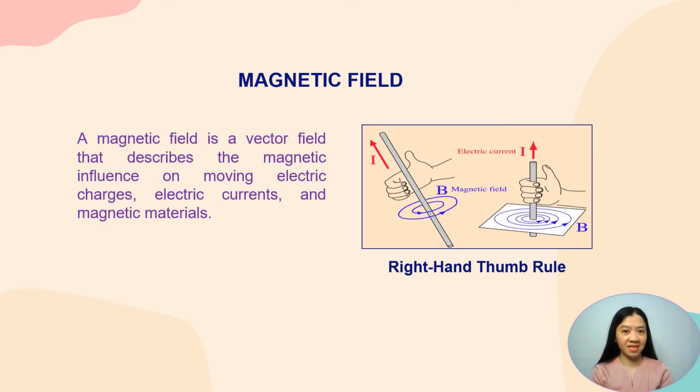The direction of the magnetic field is perpendicular to the wire and is in the direction the fingers of your right hand would curl if you wrap them around the wire with your thumb in the direction of the current. This is known as the right hand thumb rule.